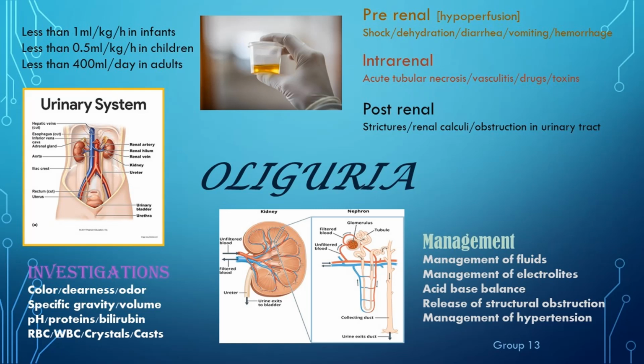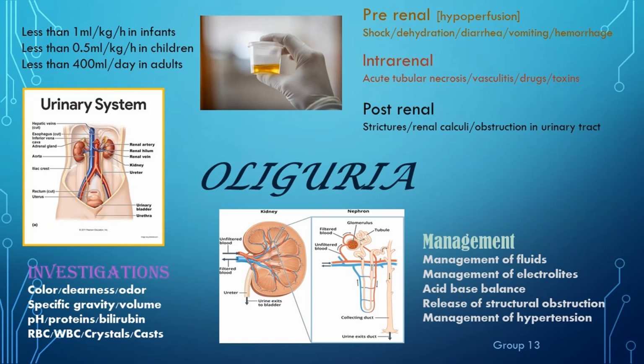diarrhea, vomiting, and hemorrhage. Next, intrinsic renal failure is associated with a structurally damaged kidney. Causes of intrarenal failure are acute tubular necrosis due to prolonged ischemia, drugs or toxins, vasculitis, primary glomerular diseases, or interstitial nephritis due to drugs or toxins.